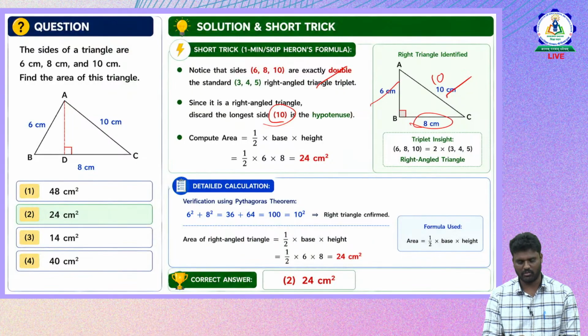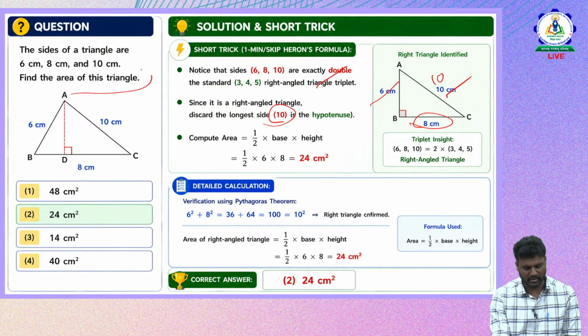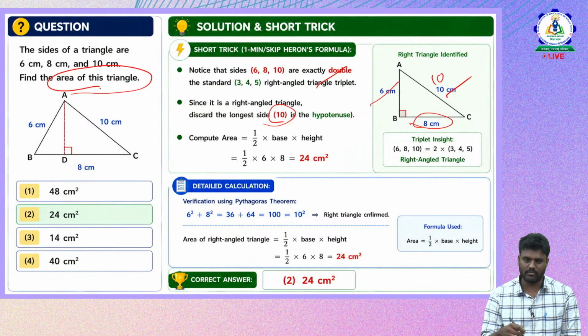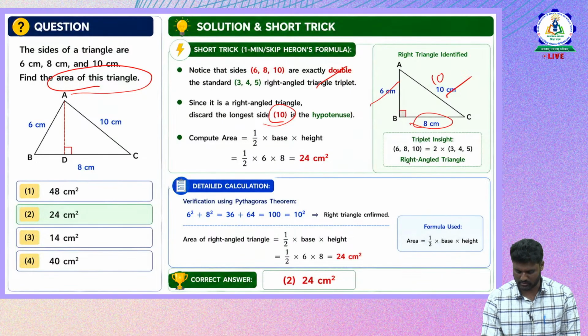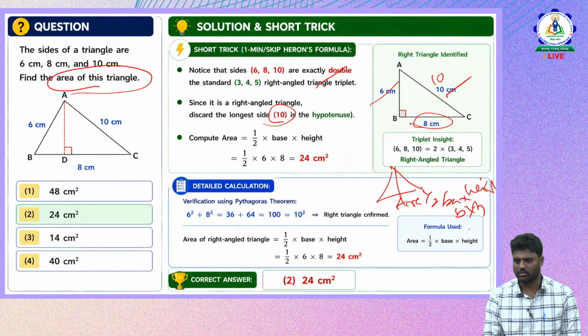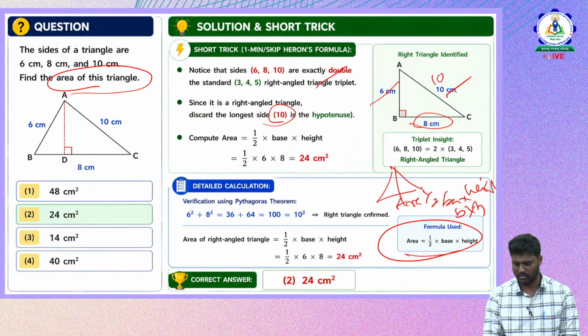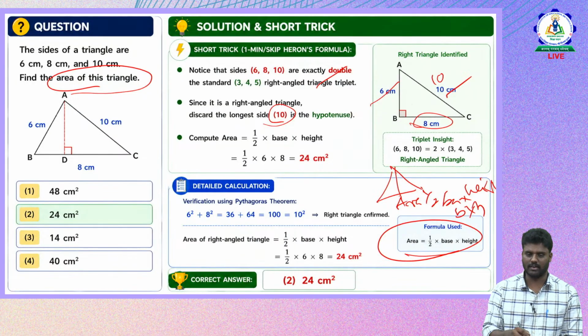Now what they are asking is to find the area of the triangle. So what is the formula for the area of the triangle? The area of the triangle is half into base into height. So we have the base, we have the height, and we have the hypotenuse here. We know the values. Now just apply these values into the formula and we'll get the answer.